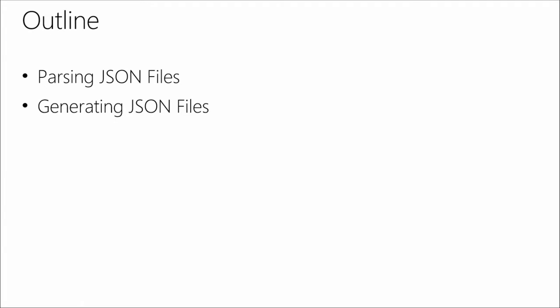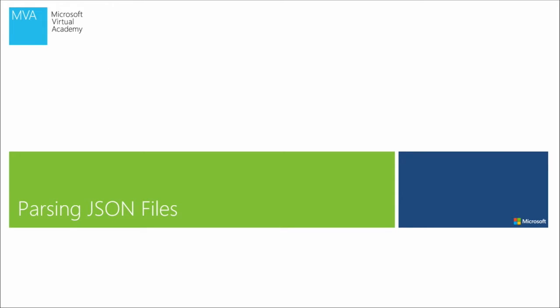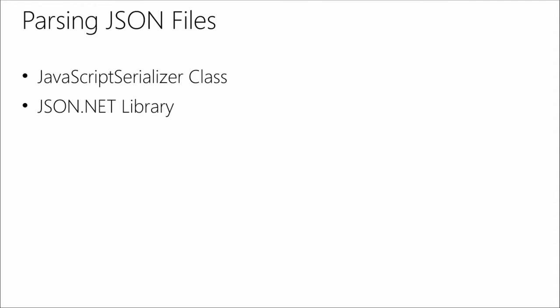Perfect. I like it. We're going to teach you how to parse a JSON file and how to generate a JSON file, so let's start with parsing a JSON file. OK. So I'm going to first talk about some tools we use to do this. One of the tools is the JavaScript serializer class. It's built into .NET, and it's used to parse or generate a JSON file. The next tool is the JSON.NET library. This is a third-party NuGet package you can easily add onto any Visual Studio application, and I'm going to show you a demo of how to use both of them.